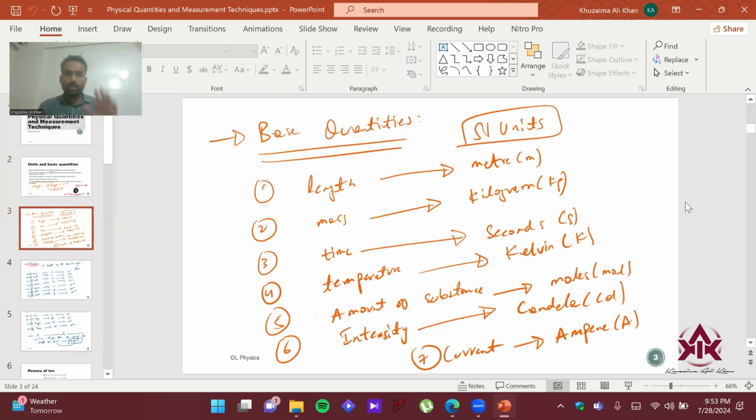And we discussed that we have 7 base quantities. We have length, mass, time, temperature, amount of substance, intensity, current, right? These are 7 base quantities, and if we combine them in different combinations, we get other quantities like power, acceleration, force, momentum, and so on and so forth, which are basically called derived quantities, because we derive them by a combination of these base quantities. And their units are called derived units.